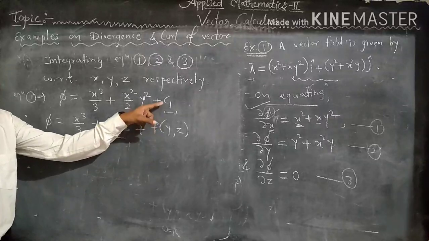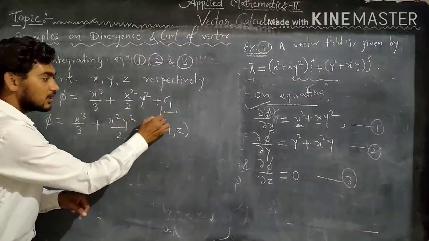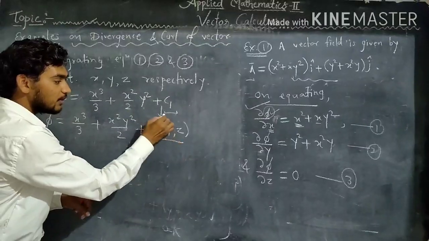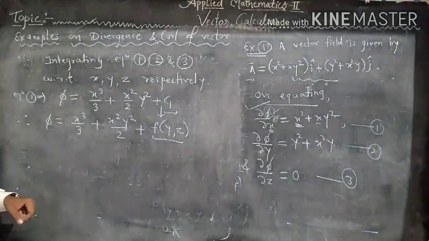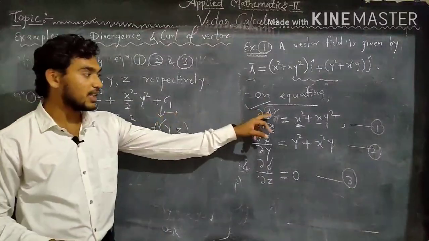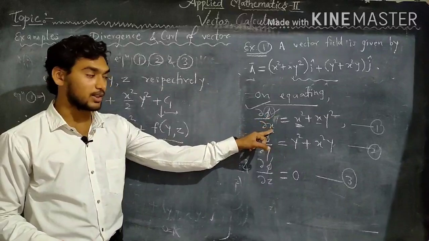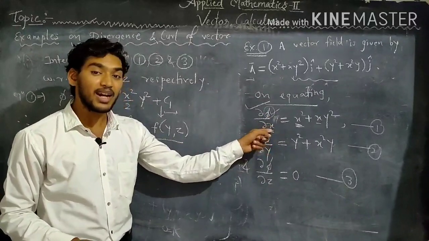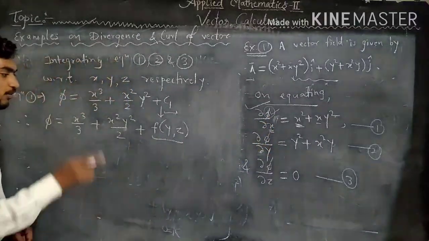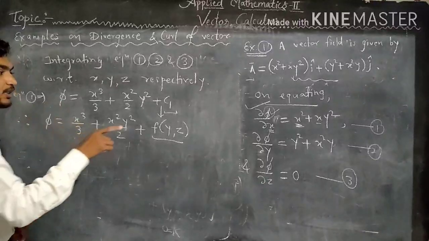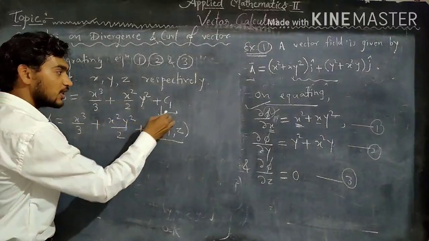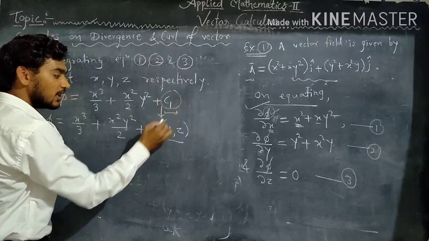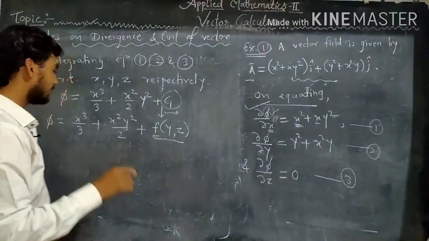Here observe that I have written f of y z in place of c1. Why? As we have integrated these with respect to x. So for x, y and z are constant. Again I am repeating, for x, y and z are constant. So we have replaced c1 by function of y and z.